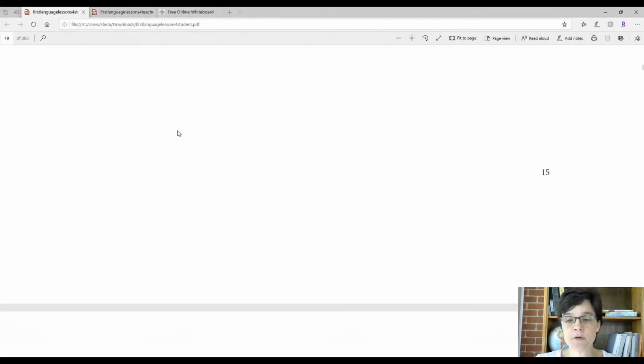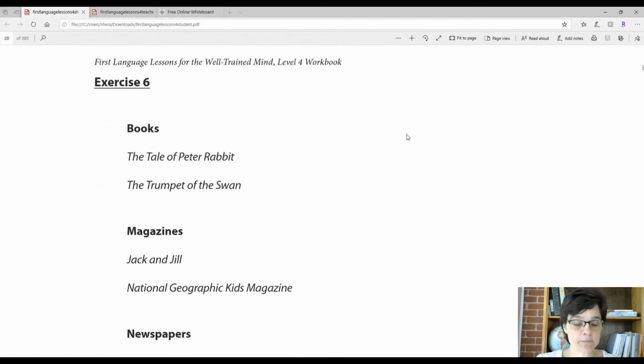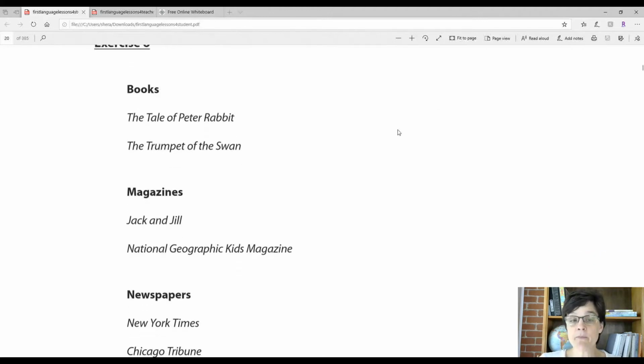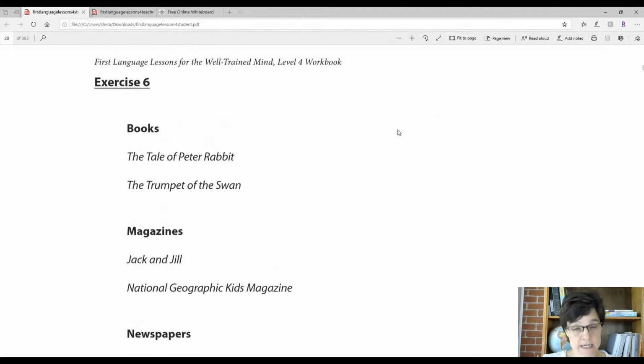Okay, we'll move on to exercise 6. The first, last, and other important words in the titles of books, magazines, and newspapers are capitalized. Read aloud the titles in exercise 6 and circle the capital letters in each title. It might be good for you to write these down. It's always a good idea to practice writing titles because it takes a little practice to get everything exactly right.